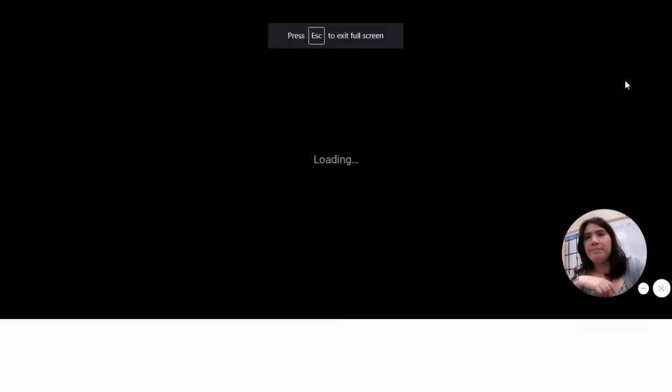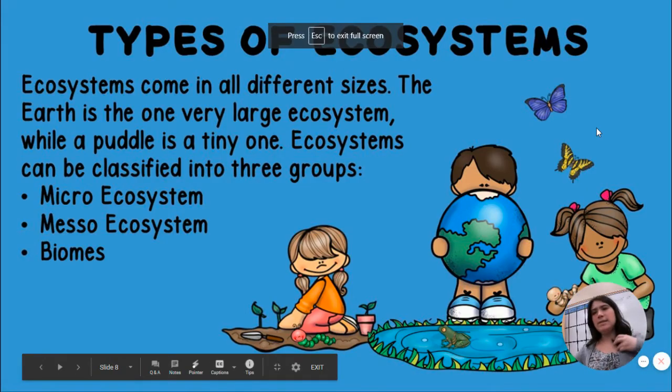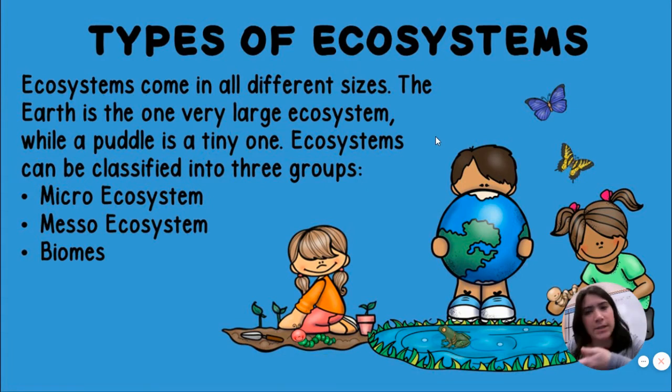Perfect. Okay, so types of ecosystems. Ecosystems come in all different sizes, like we said, puddle versus the ocean. The Earth is one very large ecosystem, while a puddle is a tiny one. Ecosystems can be classified into three groups. We've got one, which is a micro ecosystem. Micro means very small, like a microscope. We can look at very small things. Then there is a meso ecosystem, and then there is a biome. So we're going to take a look at what these three things mean.